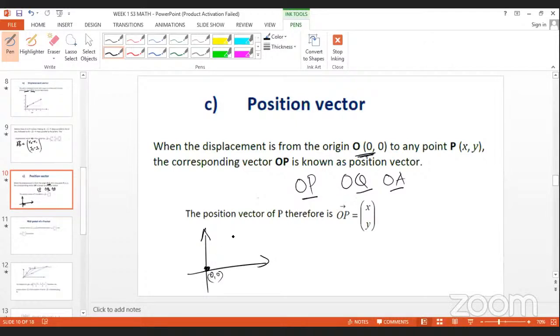If this is point A, maybe this is x, y, and so on. So literally, the position vector starts from this original point to the other point. So in so doing, we always represent them as either OP, where the O indicates we are coming from the original point.